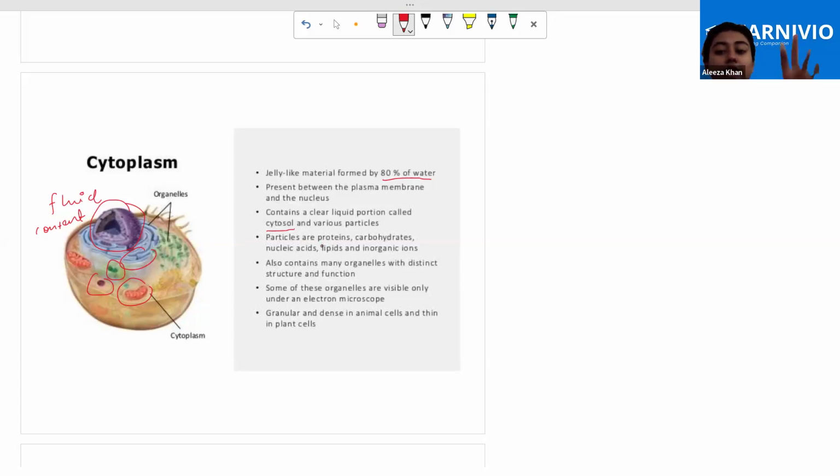Now we came to know that 80% is water, and the rest 20% could be the cytosol and other particles such as proteins, carbohydrates, nucleic acids, deoxyribonucleic acid, ribonucleic acid. Then you have the lipids also and inorganic ions. So these constitute your 20% cytoplasm. Then you have the cell organelles also, which have specialized structure and function. Understood? Yes, ma'am.